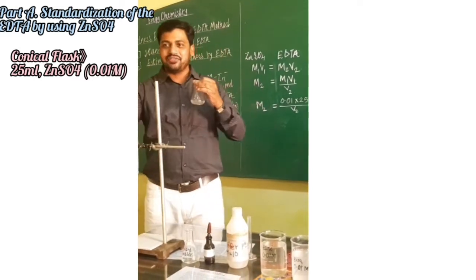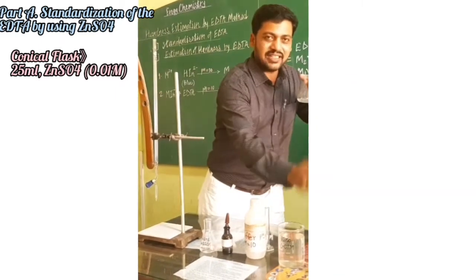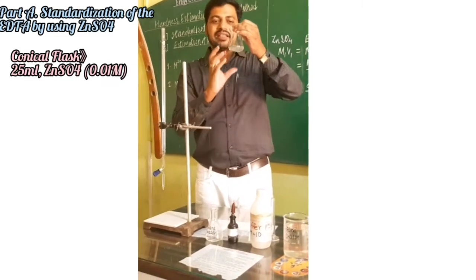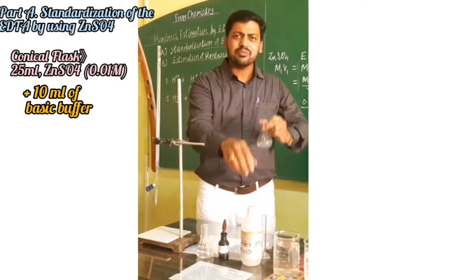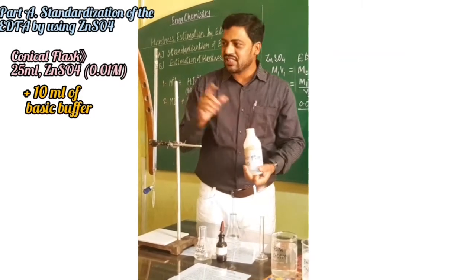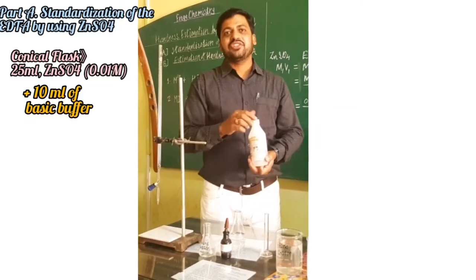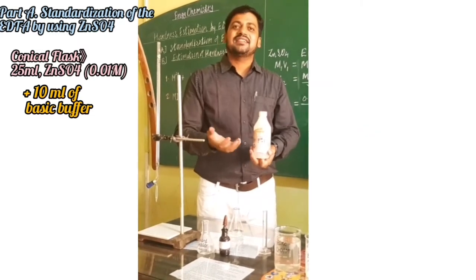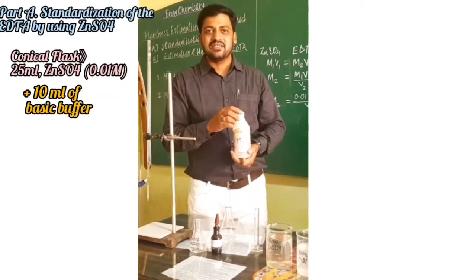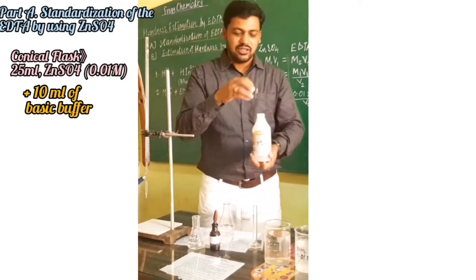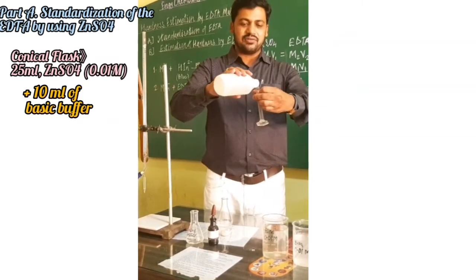So in the burette itself we fill the EDTA. In the conical flask we pick up this ZnSO4. There is a need of making basic media, and for that purpose we use the basic buffer solution. Because in the reaction between EDTA and this Zn2+ ion, there is a liberation of H+ ion, or acid. The solution is acidic. So as to neutralize that H+ ion, there is a need of this buffer solution. So we add 10 ml of this pH 10 basic buffer solution.